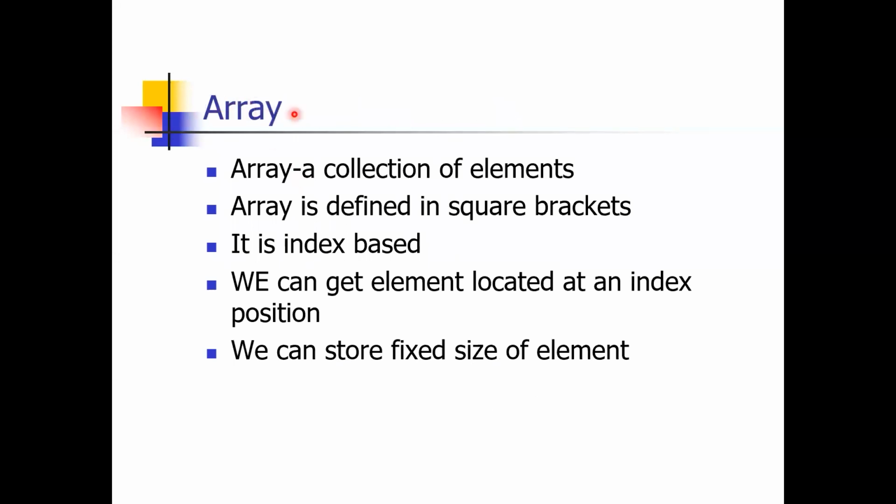So what is an array? An array is a collection of elements. An array is defined in square brackets. An array is index based, meaning 0, 1, 2, 3. If you want to access an element of the array, we have to define the index position. We can store a fixed size of elements.